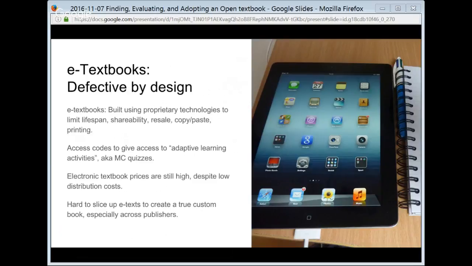So you would think that because stuff is digital, you would be able to take a chapter here, an image there, and whatever, and create a true custom textbook. But it's still very difficult to do that, especially across publishers. And then when you create an e-textbook like that, that e-textbook has no resale value. You can't resell it. You're only going to buy it or rent it or whatever.